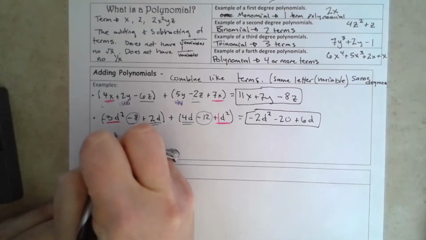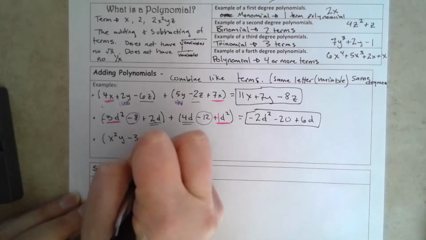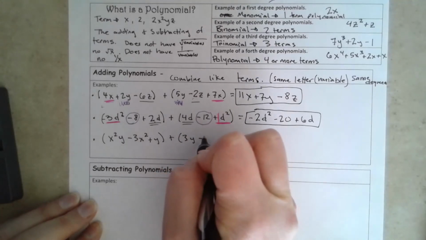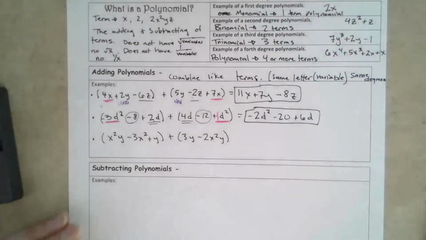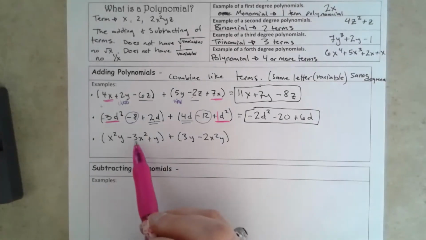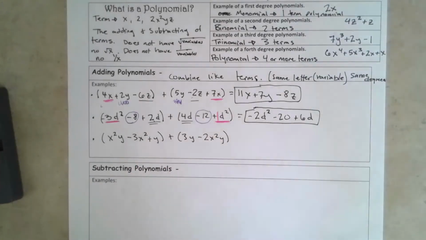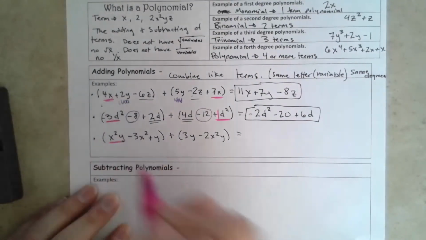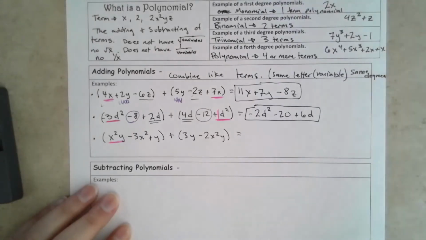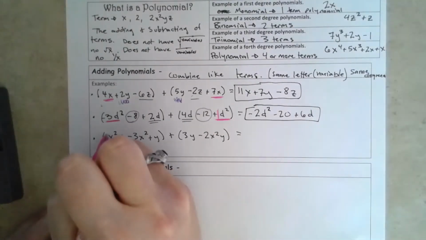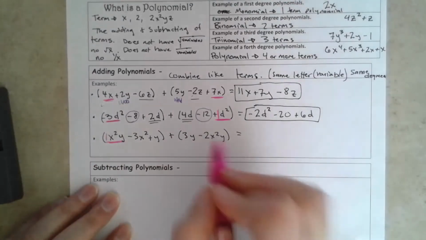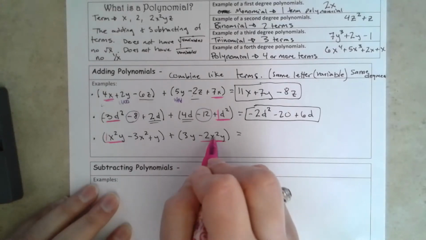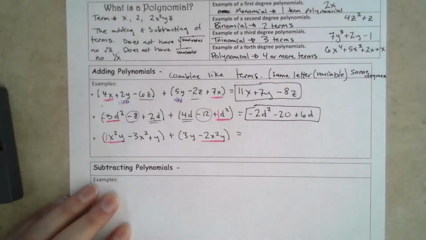Okay, one more. x squared y minus 3x squared plus y plus 3y minus 2x squared y. So this time I have a trinomial added to a binomial, which is just fine. If I look at like terms, I have an x squared y. Do I have another x squared y? Technically this is 1x squared y. So I have a negative 2x squared y. These two are alike because they have the same letters and same exponents.